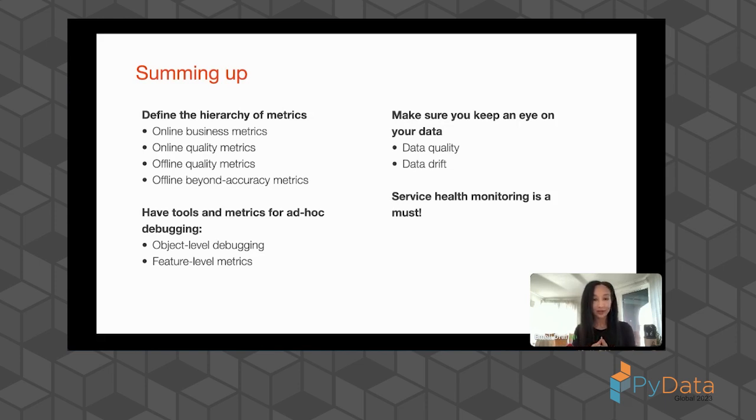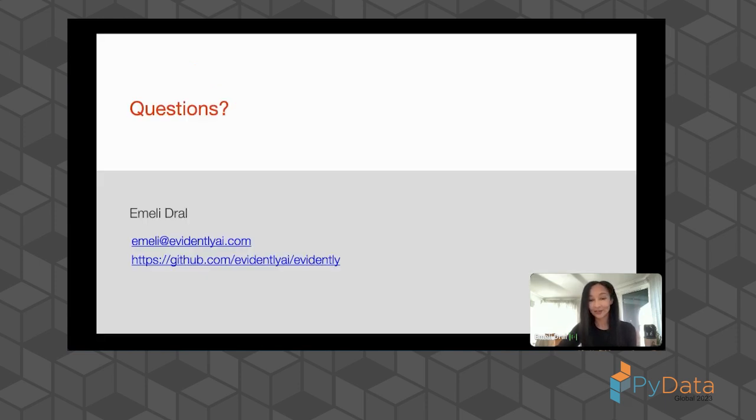We also discussed that you work with a production service, which relies on data. So make sure you keep an eye on your data quality and data drift. Make sure you implement service health monitoring. And it's always good to have some additional tools up your sleeve in case there are issues, to help you do object-level debugging and feature-level debugging, because it always helps to detect issues faster. So that's all I wanted to share with you guys.